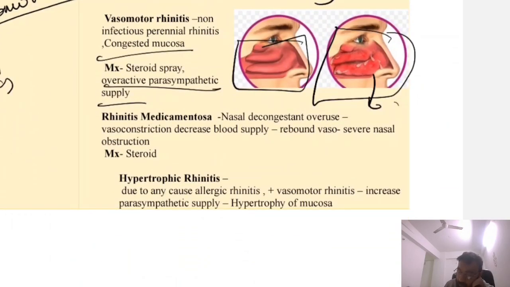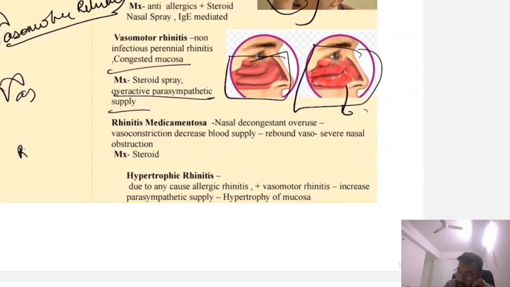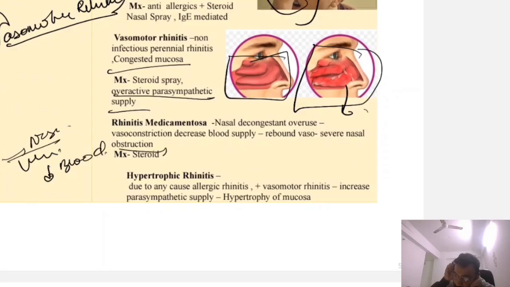Next is rhinitis medicamentosa. So what is rhinitis medicamentosa? It is due to nasal decongestant overuse. Because of nasal decongestant overuse there is vasoconstriction. Vasoconstriction decreases the blood supply, which leads to rebound vasodilation and severe nasal obstruction. Okay, and how will you treat this patient? By giving a steroid.